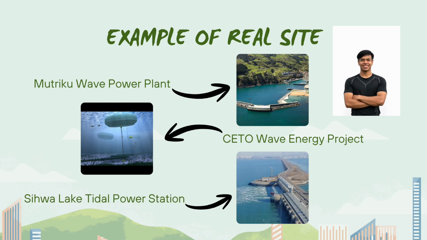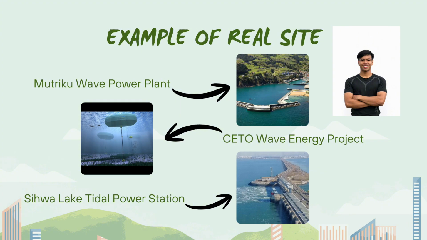Now I will present about example of real site. I will explain about the Mutriku wave power plant located in Spain. This power plant is known as the first commercial wave power plant in Europe and started operating in 2011. The plant used oscillating water column or OWC technology.